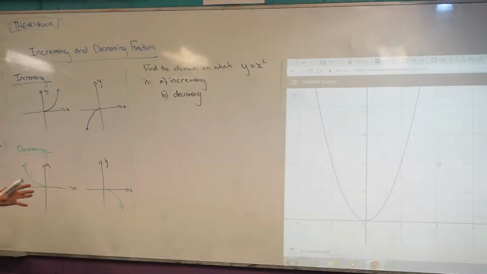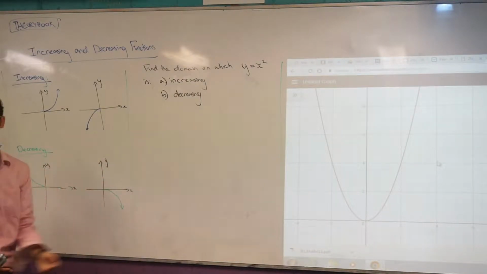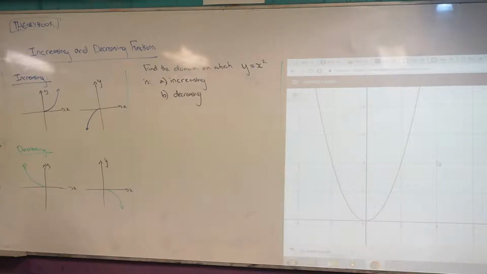And same for decreasing functions. If I read it from left to right, you can see now it's going down, okay? It doesn't matter where on the graph it is. If I read it from left to right, it's going down. That's what's happening in a visual sense.